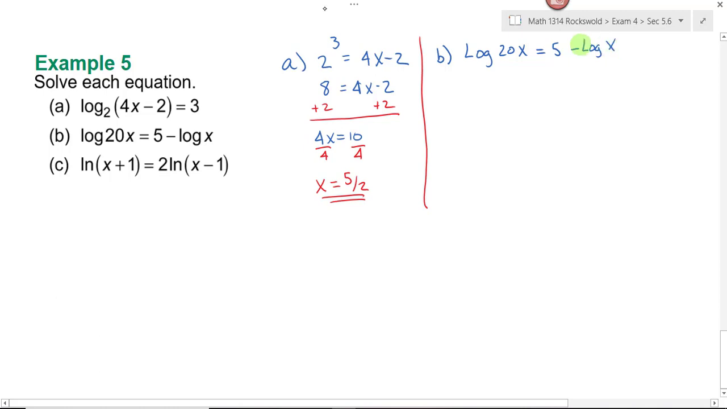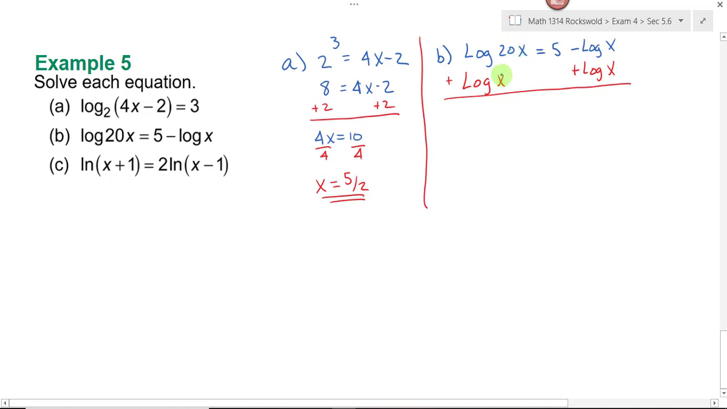On part B, I have log of 20x equals 5 minus log x. What's the base of this log? It's 10. So I need to get the logs on the same side and the x's on the same side, so I'm going to add log x to both sides of the equation. What you do to one side, you have to do to the other. So on the left-hand side, can I rewrite this as log 21x and add 20x to x?